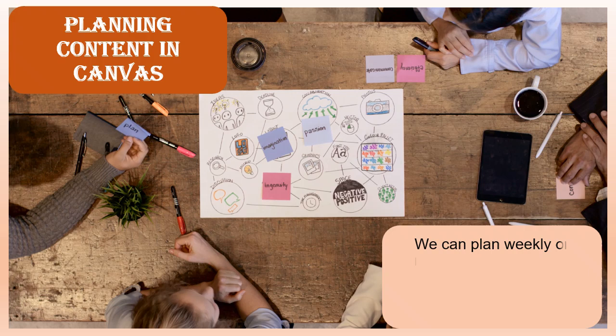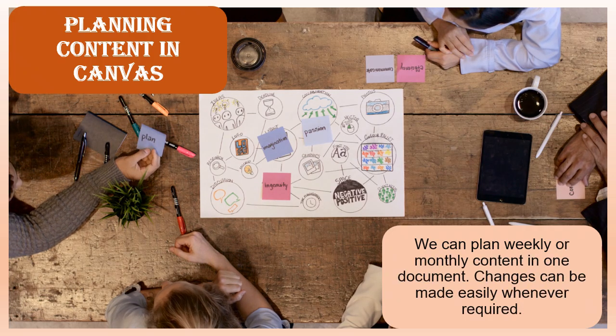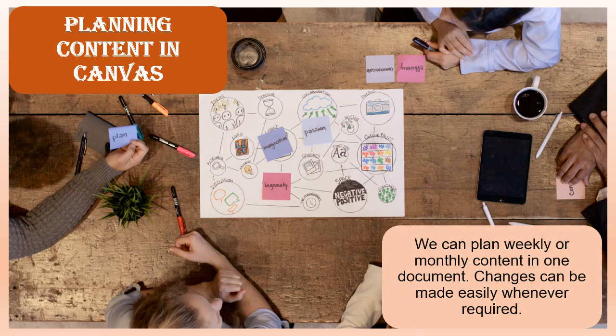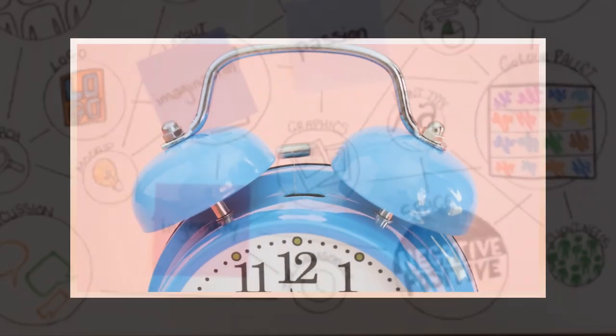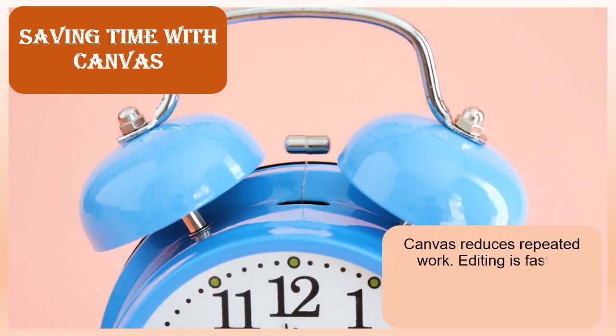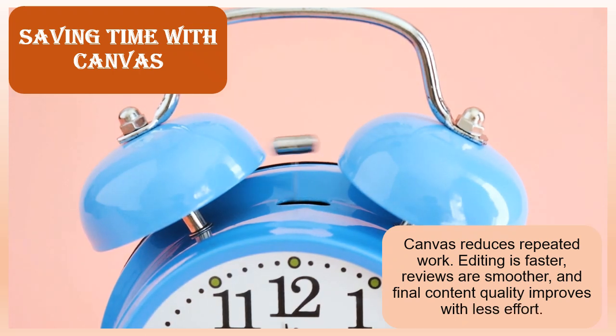Maintaining message consistency. Using one workspace helps keep the same message and tone across all communication. This is important for leadership communication and brand trust. Using Canvas in training. Trainers can show live examples of editing and improvement. This makes learning practical and easy to understand.